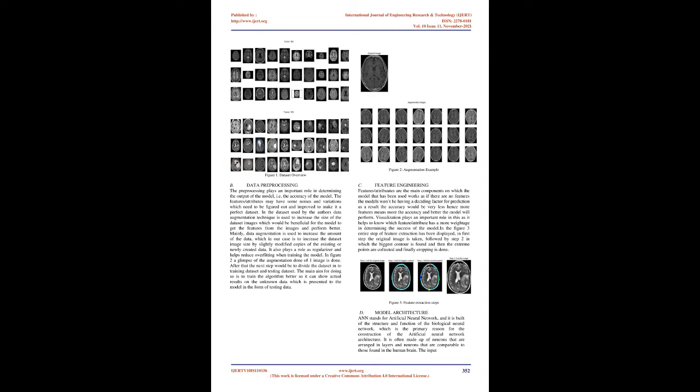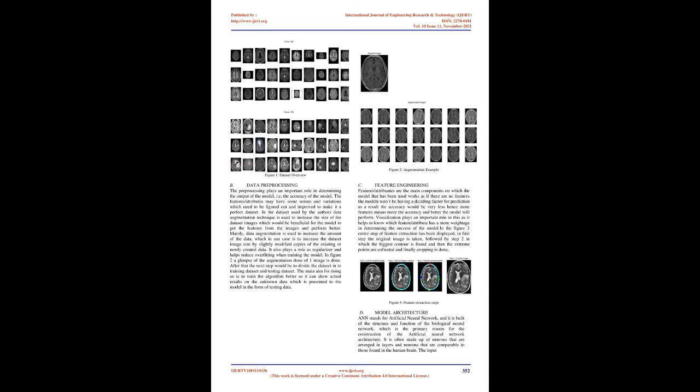B. Data pre-processing. The pre-processing plays an important role in determining the output of the model, i.e. the accuracy of the model. The features/attributes may have some noises and variations which need to be figured out and improved to make it a perfect dataset. In the dataset used by the authors, a data augmentation technique is used to increase the size of the dataset images, which would be beneficial for the model to get the features from the images and perform better.